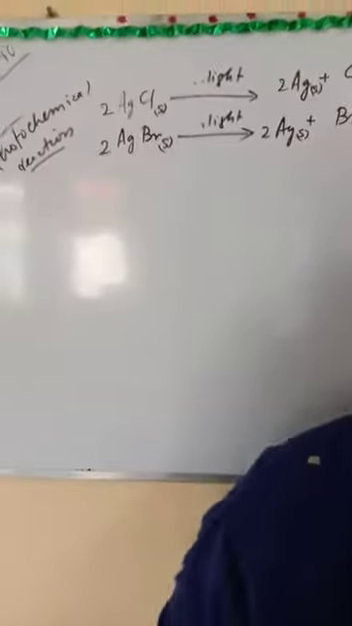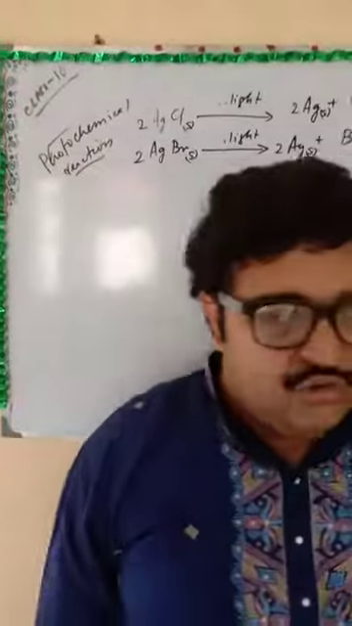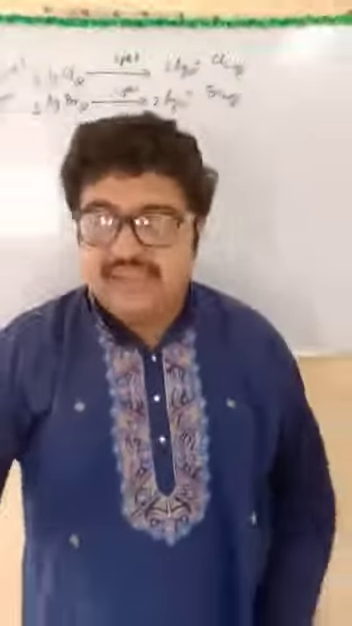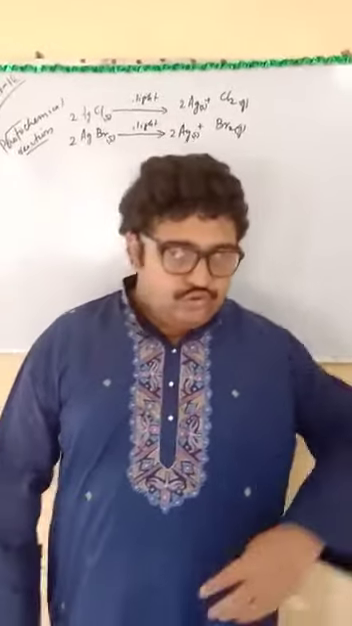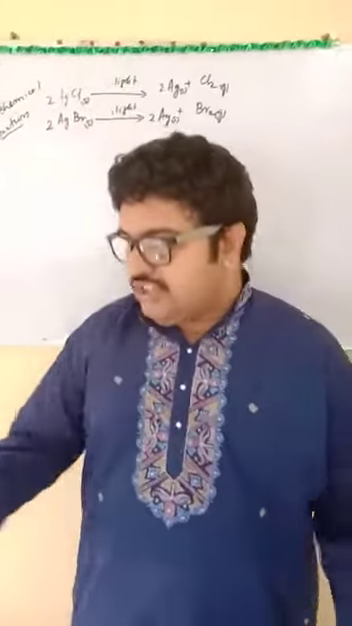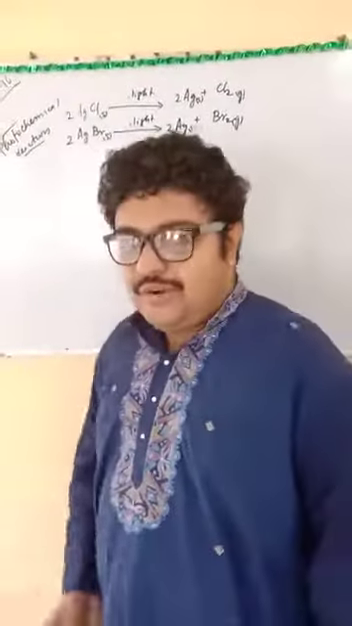Now thermochemical reaction. There are two types of thermochemical reaction. One is endothermic reaction, the other is exothermic reaction. What is an endothermic reaction? Endo means inside, exo means outside. Exo is a Latin word and endo is also a Latin word. Now endothermic, heat inside, exothermic, heat outside. So what is endothermic and what is exothermic?